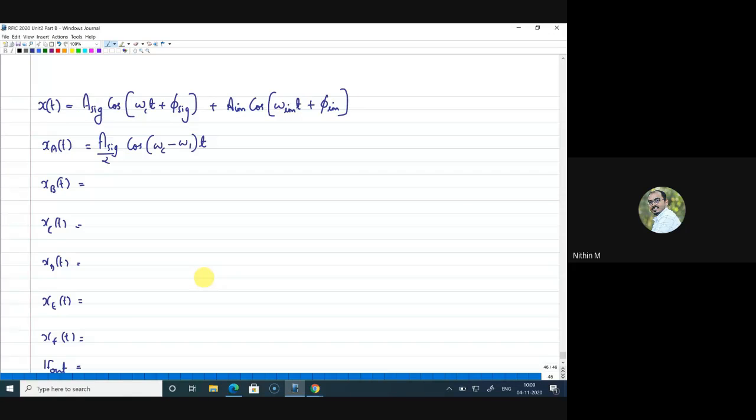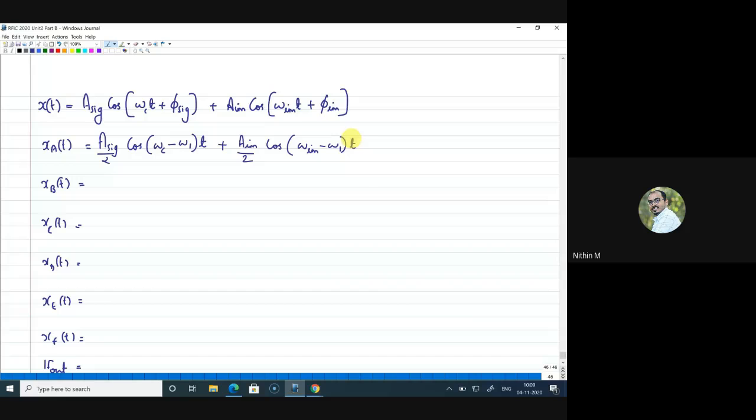Now, multiplying with cos omega 1 t will give you two components, one at omega c minus omega 1 and another one at omega c plus omega 1. Since it is after low pass filtering, I am retaining only the low frequency component. This is the signal component. Similarly, we'll have the image component, which is the image amplitude by 2 cos of (omega im minus omega 1) into t. This is the image component at xa of t.